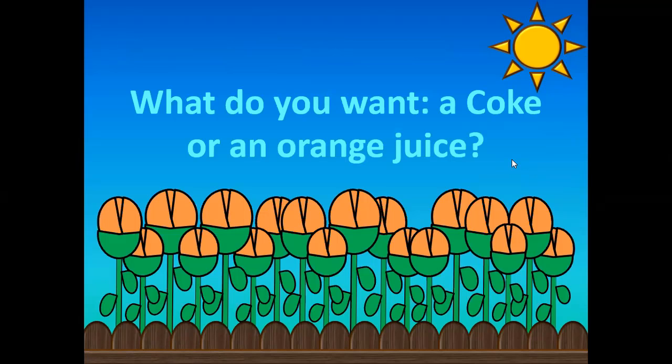Mustajab, read the sentence on the screen. What do you want, a Coke or an orange juice? Okay, see, Mustajab, there is an error in this sentence. Can you tell me what the error is? Can you tell me the error, Mustajab? What do you think can be the error? Repeat the sentence: what do you want, a Coke or an orange juice?